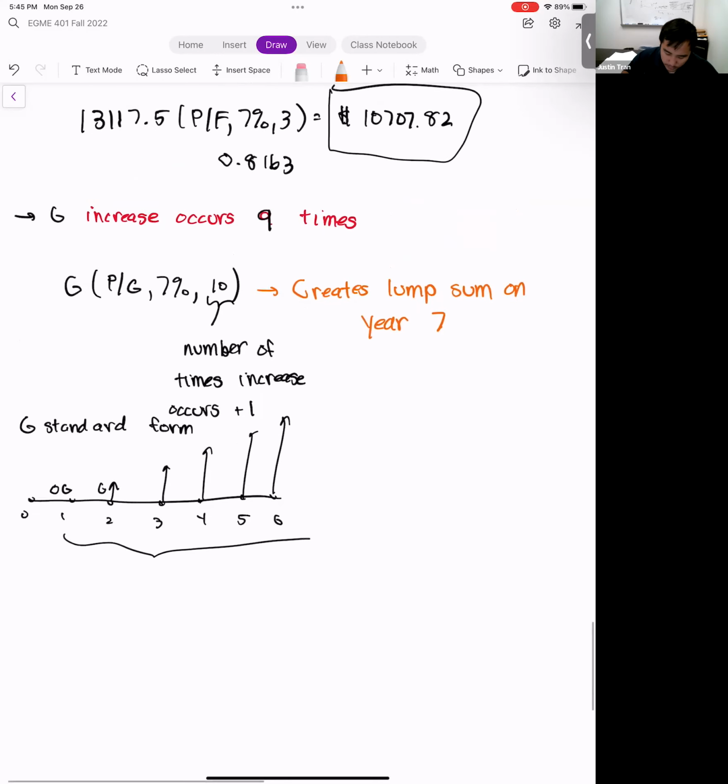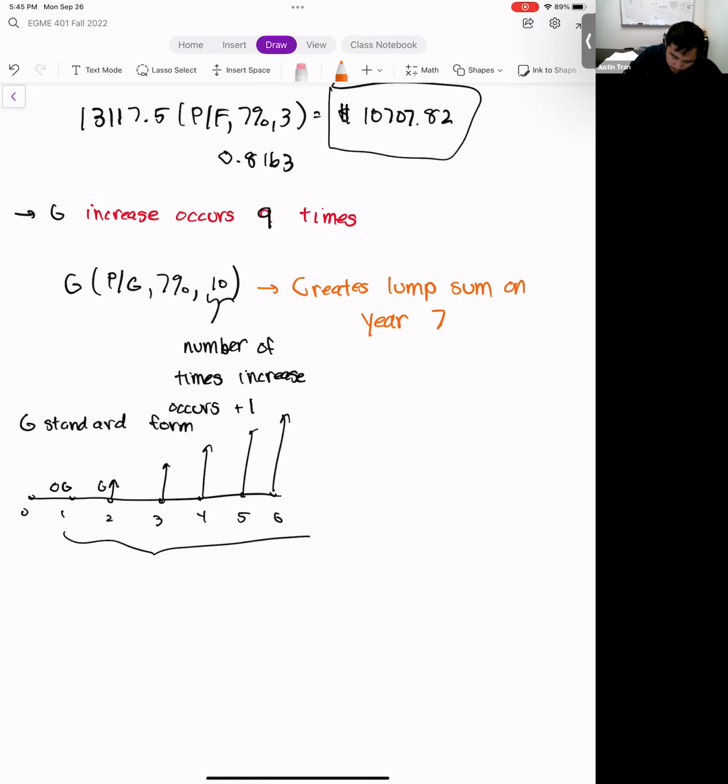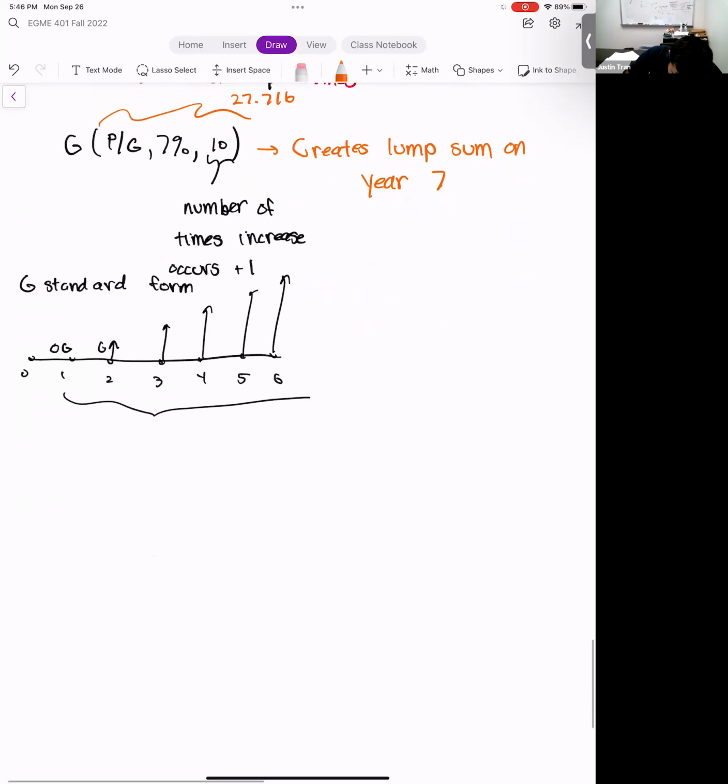Okay. And so before we do that, we can go ahead and plug in for this. And so this P over G factor, 7% and 10. Let's go ahead and look this up. P over G, 7%, 10. This is 27.716. Okay. Yes, we have 27.716 times G. Then we need to multiply this by P over F, 7% and 7.